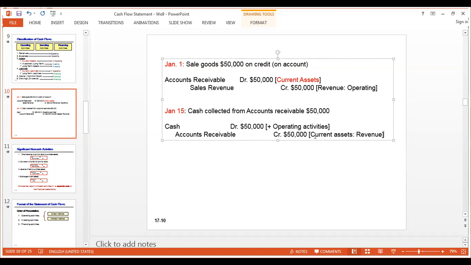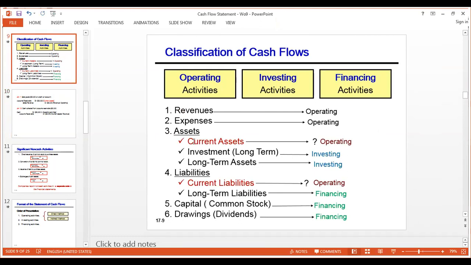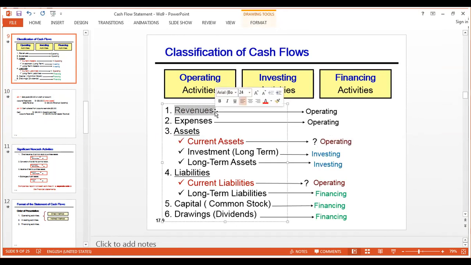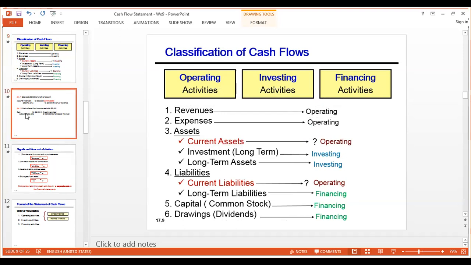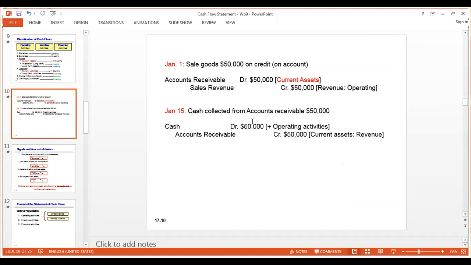Do you understand? So we receive cash from accounts receivable. Accounts receivable is a current asset, we know that. And this current asset we transfer where? We transfer to operating. And why operating? Because this current asset is related with revenue. Do you understand? So this is the reason: current assets are indirectly related with revenue. So this is the example. Clear?